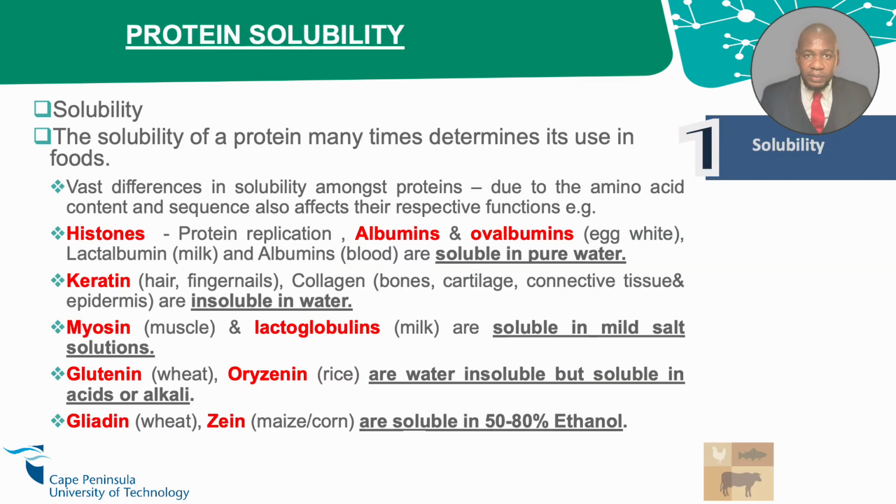Let's start with solubility, because this is often the most important one. If a protein is not soluble, it cannot perform many of its functions. For example, we know that milk proteins are highly soluble, especially in acidic environments. This is why we use them in fruit juices and flavored beverages, which are popular in the context of South Africa. Now, if you compare that with keratin, keratin in hair is completely insoluble. Collagen is also largely insoluble in water.